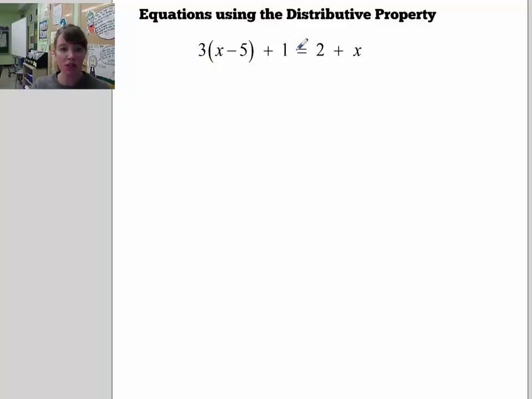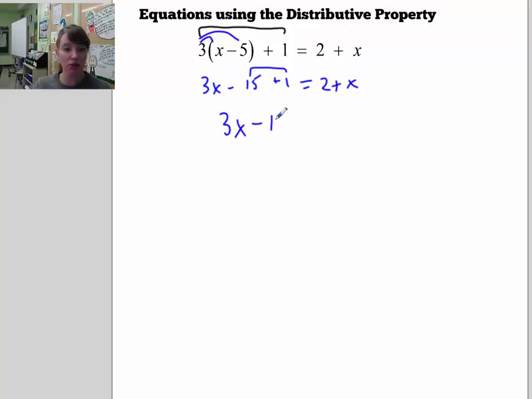So here, just this expression on the left-hand side has distribution that I need to perform in order to simplify it, so I'm going to go ahead and do that. So I have 3x minus 15. Remember, the number outside means that you are multiplying to both of the terms here, not just the first term. And I have this plus 1 outside. I'm going to carry down the right-hand side of the equation, but I'm really just ignoring the right-hand side right now. Here I can combine these two terms. So if we're subtracting 15 and adding 1, really we've only subtracted 14.